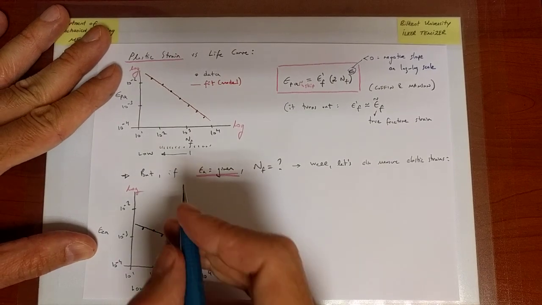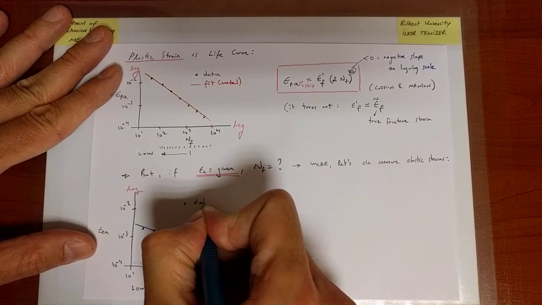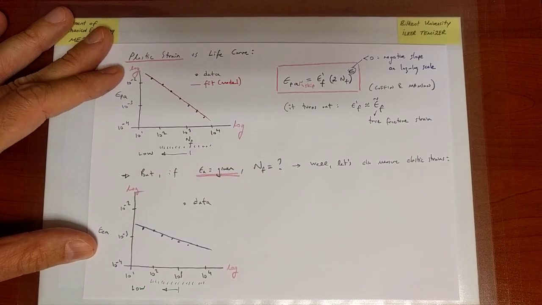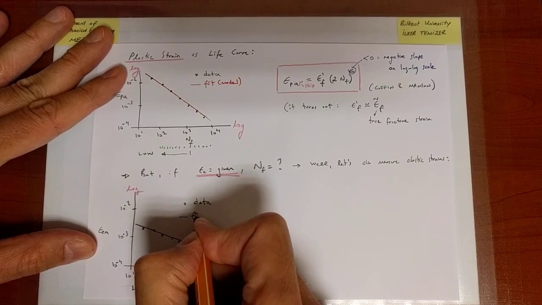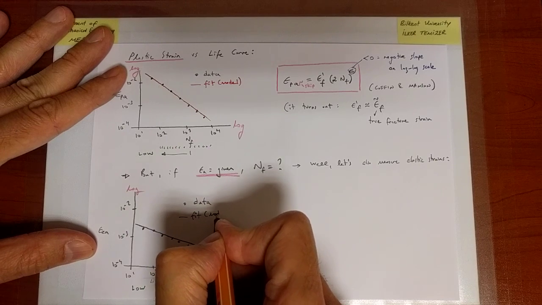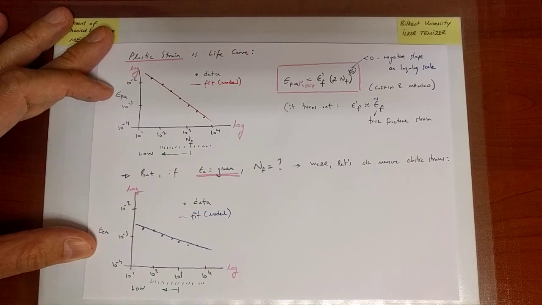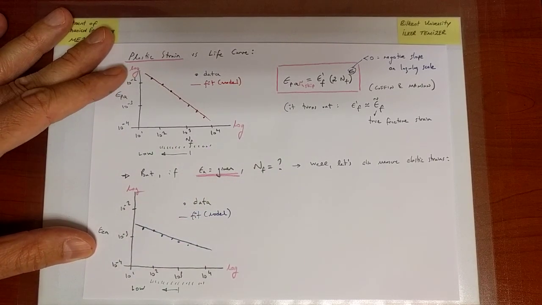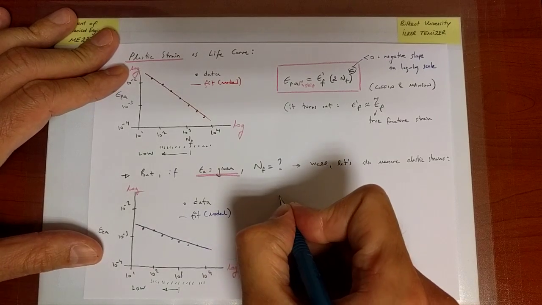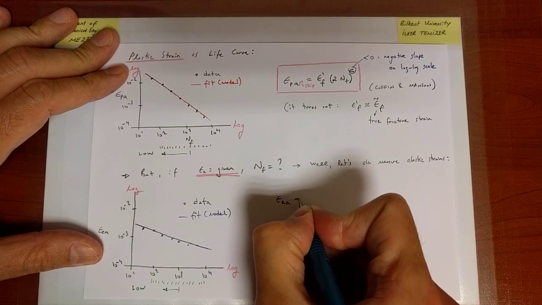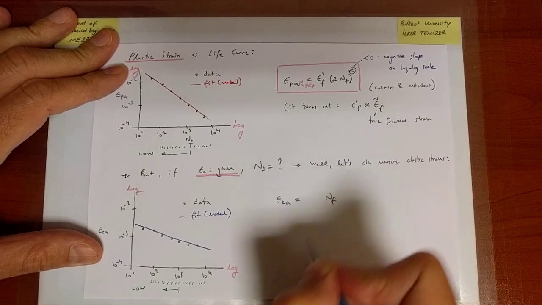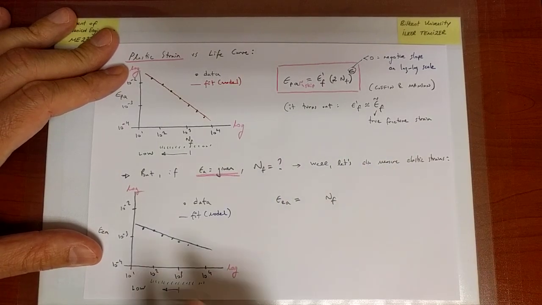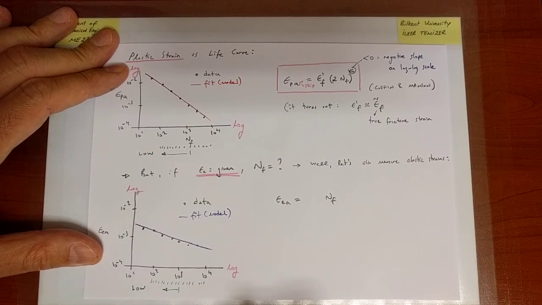Okay, so here this is the data, and now this is going to be our fit. This time the fit relates the elastic strain amplitude to the number of cycles to failure. On a log-log scale, again, I observe a line.